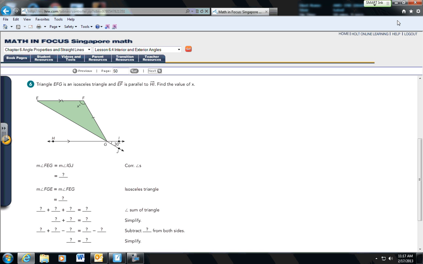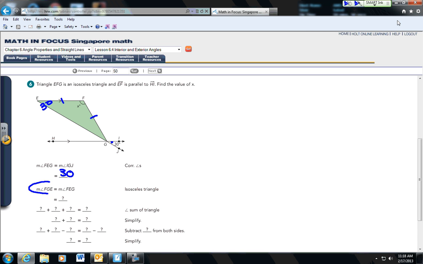So it says measurement of angle FEG is equal to IGJ. So FEG is right here, and that is equal to IGJ. IGJ is right there, and it's telling us that IGJ is 30 degrees. So if those two are equal, then FEG also has to be 30. So we could go ahead and write that in there, so we know that that angle there is 30 degrees. And again, it's isosceles. Here's your sides that are the same. So if that angle there is 30, we'll see in a minute what other angle also has to be 30.